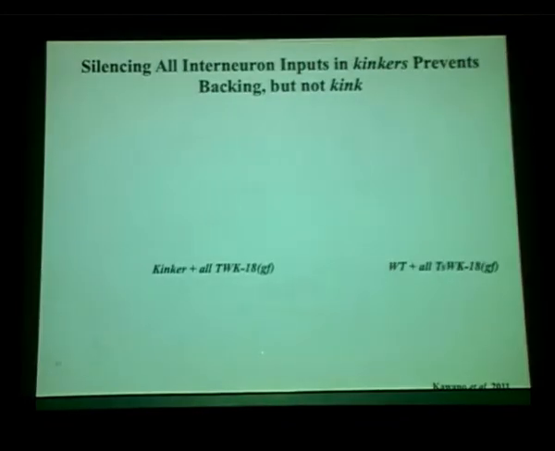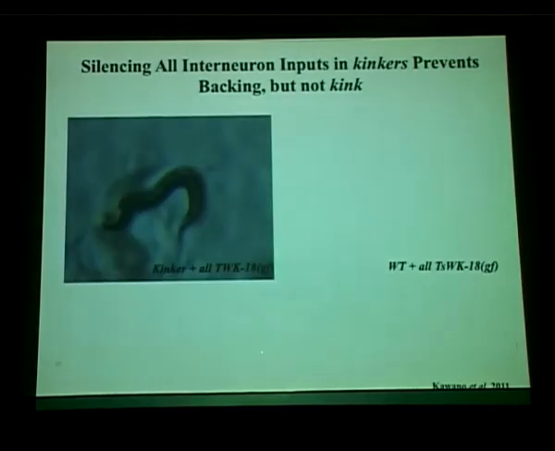Okay, almost there. If that's the case, we should be able to mimic the Kinker phenotype in a wild-type animal, using ablation to anatomically remove the connection or inputs from all the premotor interneurons. And this is what we saw. So we took a long time to do this experiment with a lot of help from colleagues in the C. elegans field.